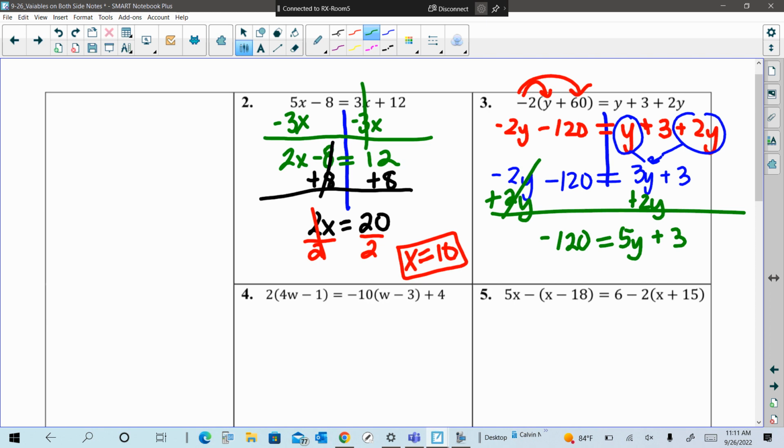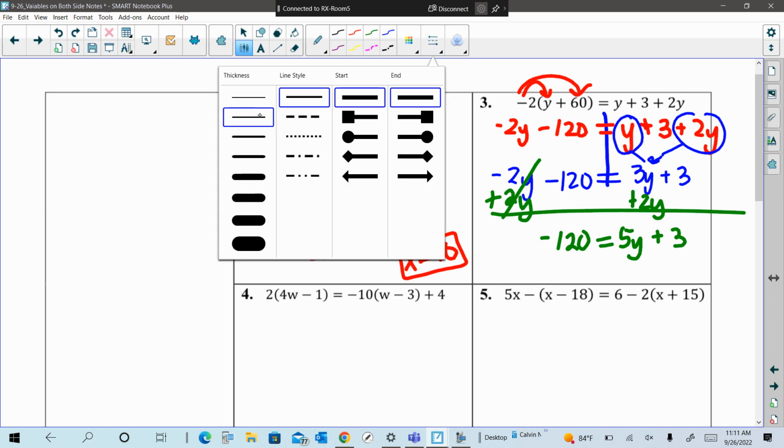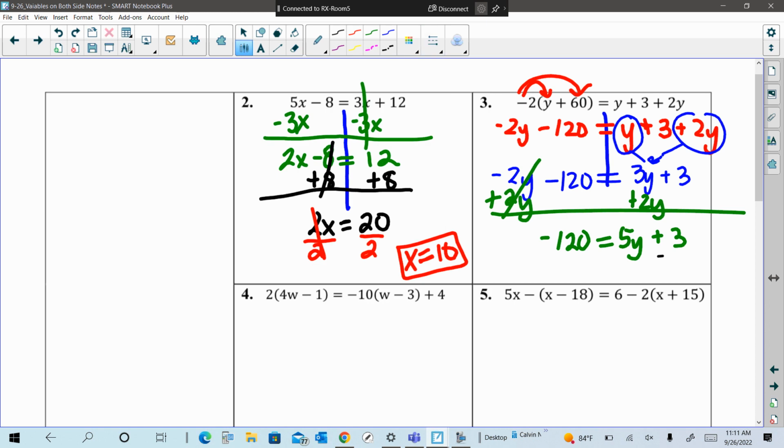All right, what's our next step? What about that 3? Yeah, subtract the 3 on both sides. Now you're going to be left with -123 equals 5y. I kind of ran out of room, so I'm going to come over to the side here. If I have -123 equals 5y, I'm going to have to eventually divide by 5 to solve for the y. That gets rid of my coefficient, guys.